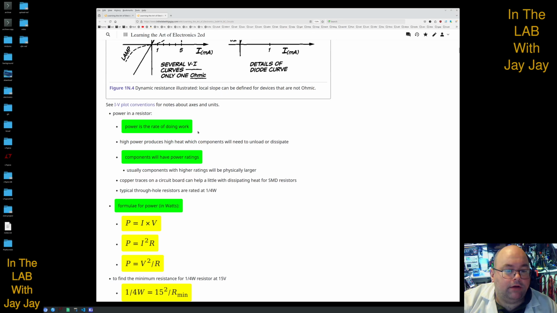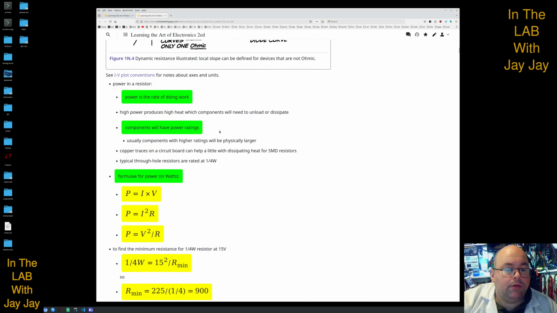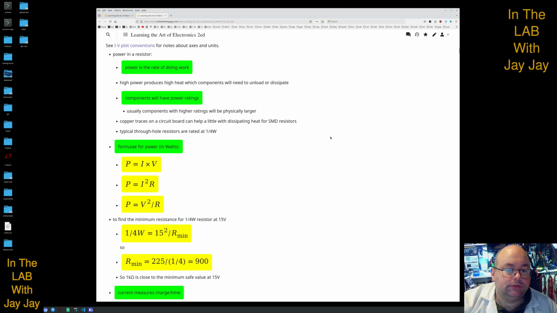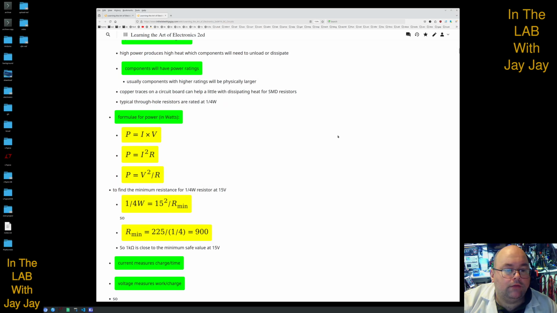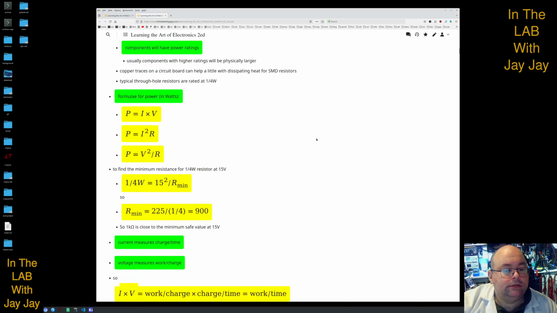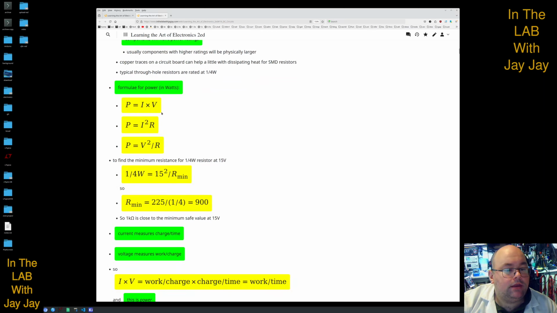So the power is the rate of doing work. Components will have power ratings, so you've got to be careful. They have to be able to handle or dissipate the power that you're going to be pumping through them. The formula for power in watts is P equals IV, or P equals I squared R, or P equals V squared on R.